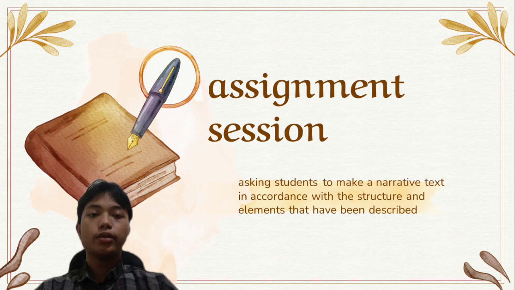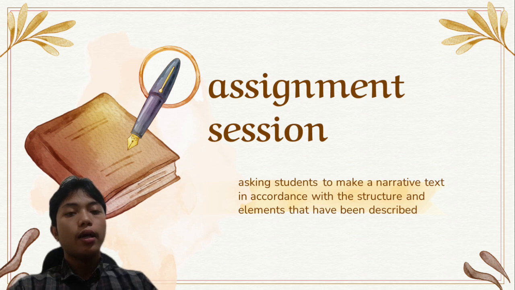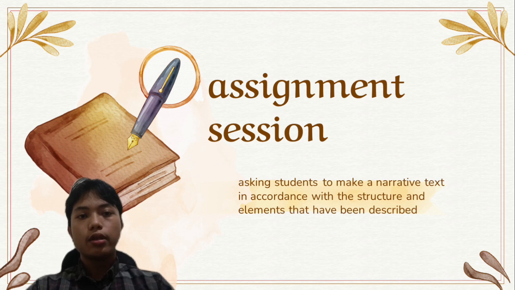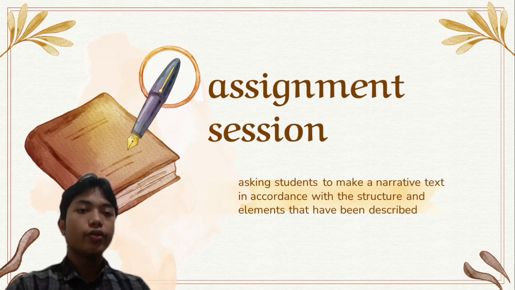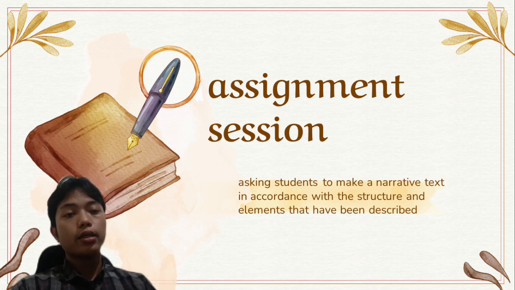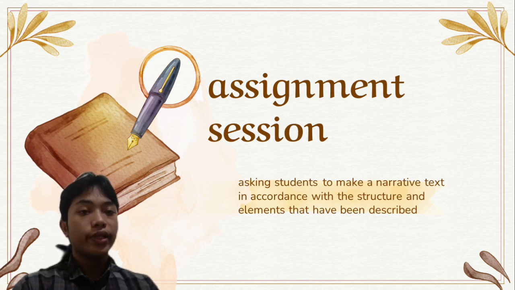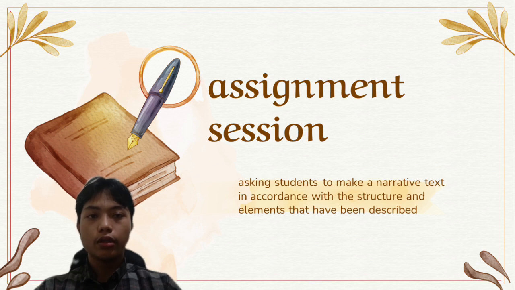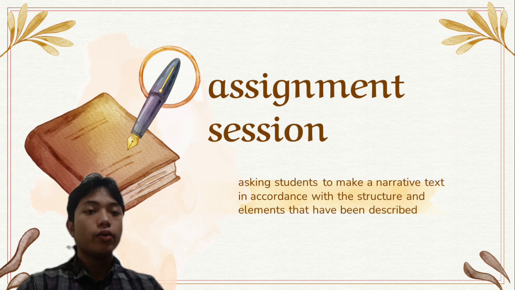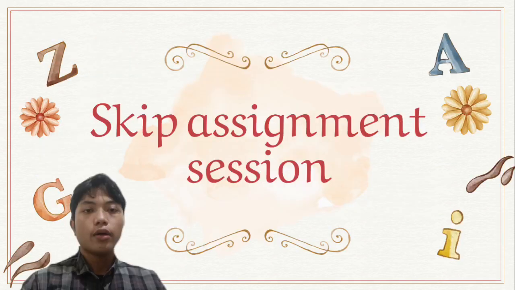After giving you explanation and exercise to identify structure and elements, I think now I will give you time to do the assignment. The task that I give is that you have to make your own narrative text story by including all the elements and the structure that I explained earlier. So now, please prepare your stationery and start writing about your own narrative text. And also, while working on it, if there's anything you don't understand, you can ask me directly.